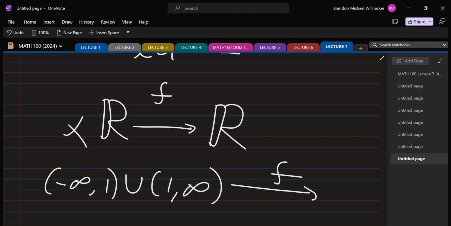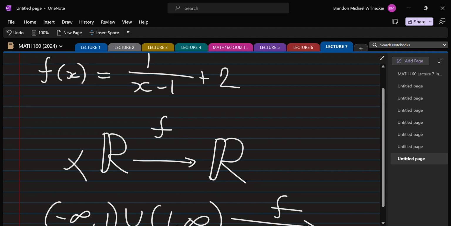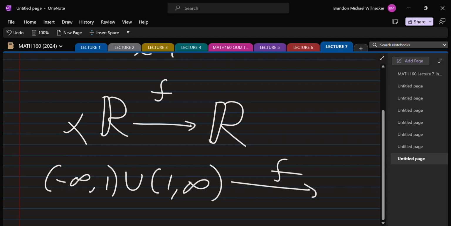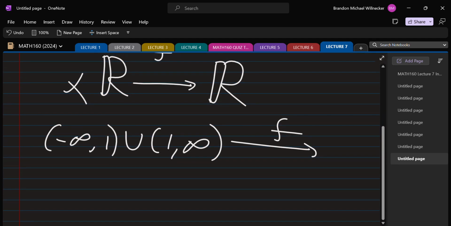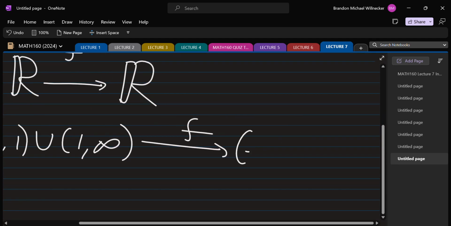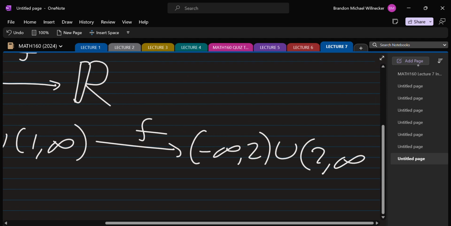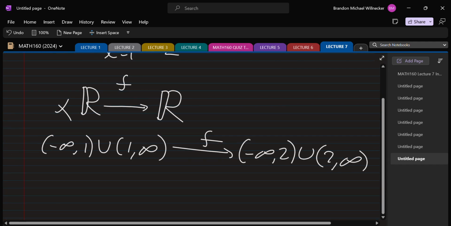Okay, good. Now the range, there was a problem with that. What do we need to exclude? 2. Good. So it'll be minus infinity to 2, 2 to infinity. Okay, good.